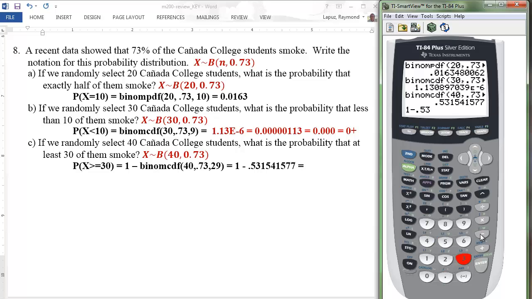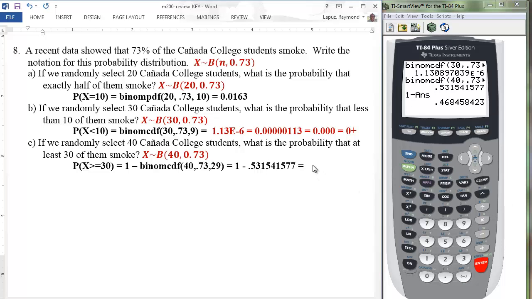So that's 0.531. By the way, if you want to recover a previous answer in the middle of an expression, like in this case I want to put this whole thing here instead of retyping it over, I can press 1 minus, and then the ANS stands for answer. That's your previous answer, and then this is going to give us a result. So 0.46845, and this is the final result, so I can just round off here.